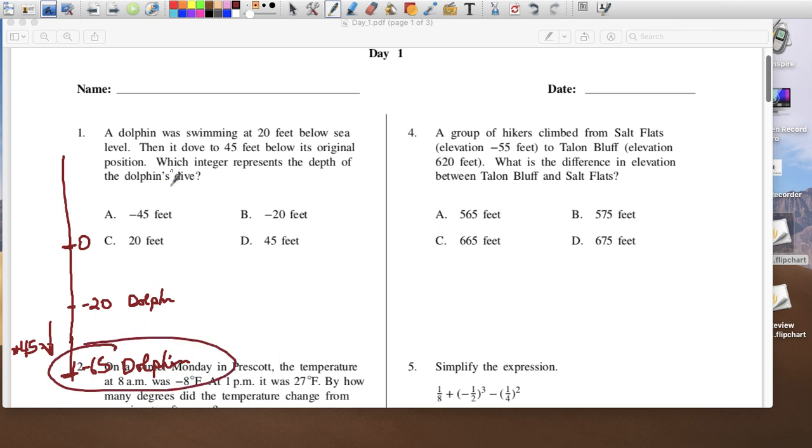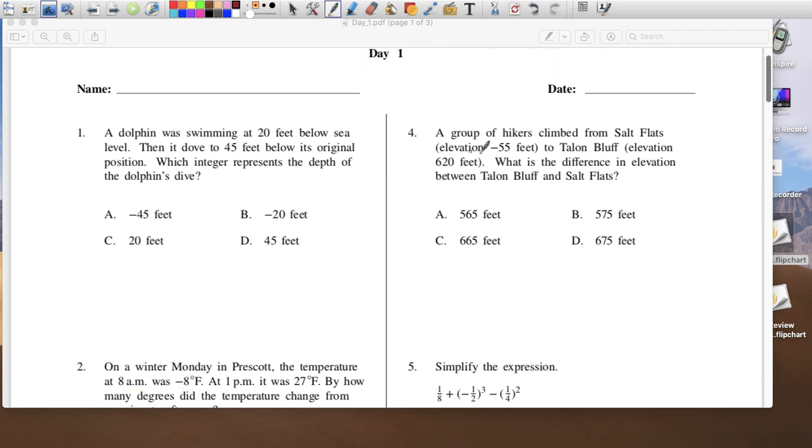So none of these are correct. Unless I'm reading it wrong, was swimming at 20 feet below sea level. Okay, negative 20. Then it dove 45 feet below its original position. So it was at negative 20, and then it went further down 45. It should be negative 65. So none of these are correct. So I'm just going to make this negative 65. Okay.